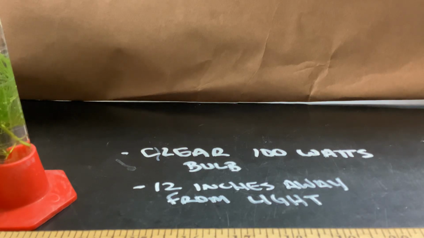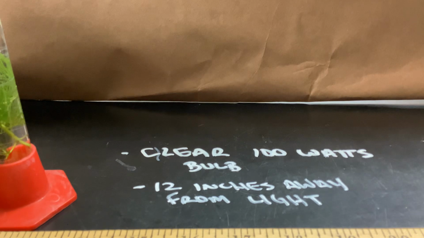Hey everybody, we're doing the photosynthesis lab today. We're going to use some Cabomba. We've got a 2-inch sprig in a graduated cylinder to kind of capture and show the amount of photosynthesis that's taking place. And we're going to measure how much photosynthesis is taking place by counting the amount of oxygen, in the form of bubbles, released from the plant.